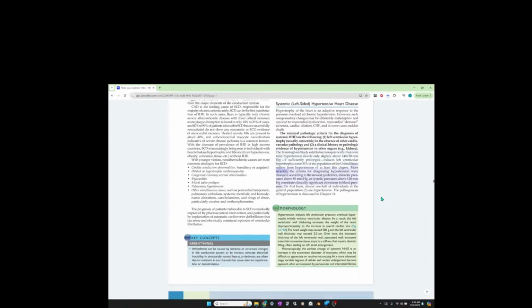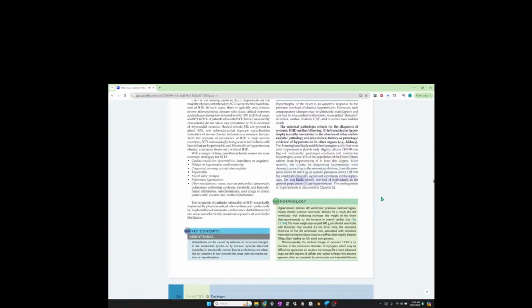More recently, the criteria for diagnosing hypertension were changed. According to the newest guidelines, diastolic pressures above 80 mmHg or systolic pressures above 120 mmHg constitute clinically significant elevations in blood pressure. On that basis, almost one-half of individuals in the general population are hypertensive. The pathogenesis of hypertension is discussed in Chapter 11.